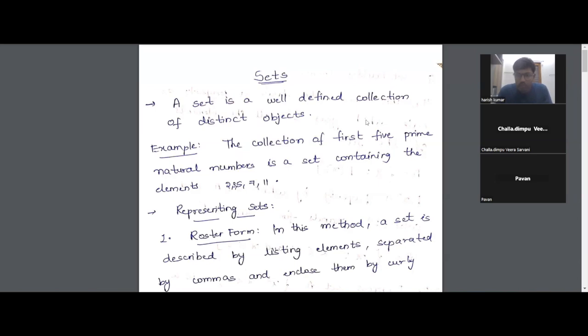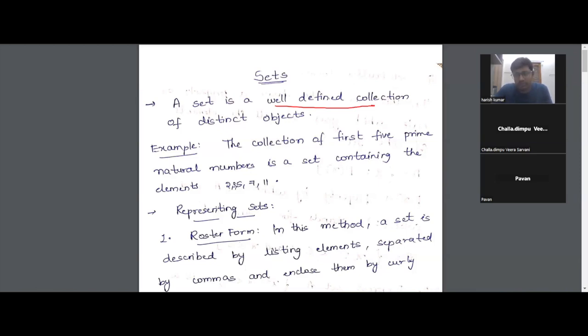All right. So what is a set? A set is a well-defined collection of objects, right? Now, what do we mean by a well-defined collection of objects? It should be the same for everyone. For example, the collection of the first 5 prime numbers is a set because if you ask me that question, the answer would be the same. If I ask Pawan, it would be the same. For everyone, the answer is going to be the same. That is the meaning of well-defined collection.